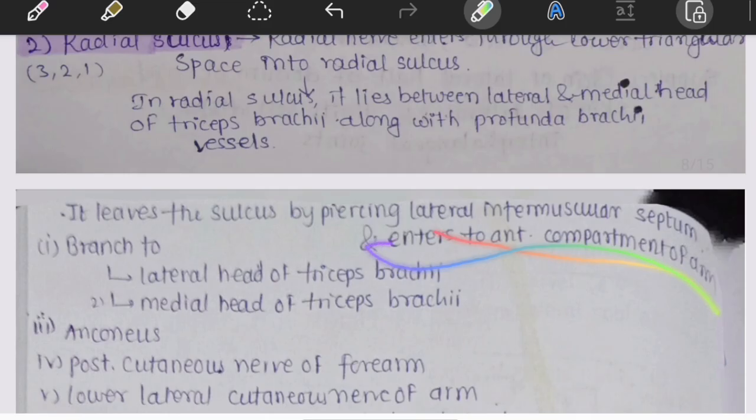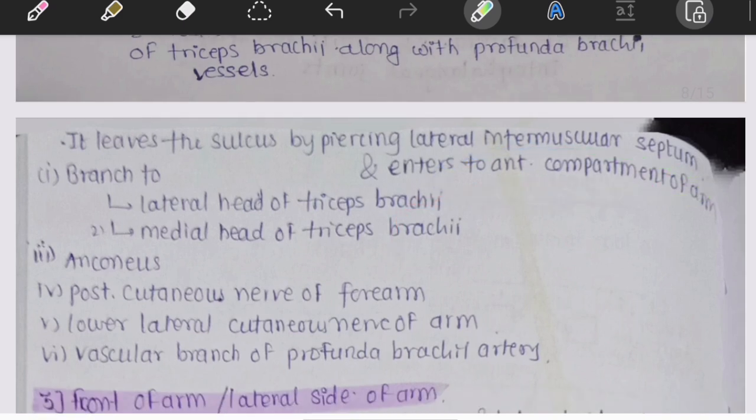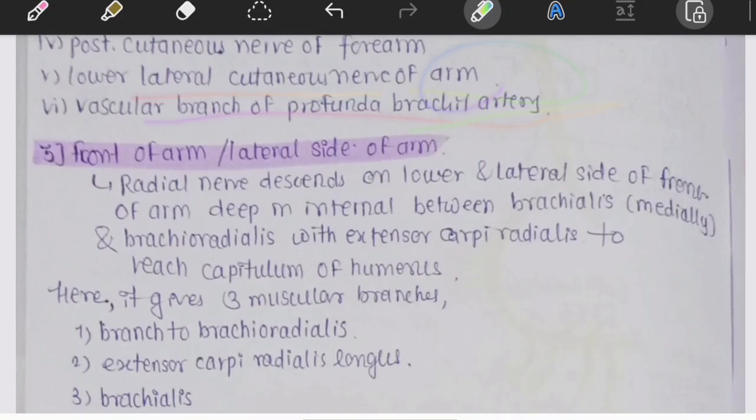You have seen in the last video that the ulnar nerve pierces the intermuscular septum and enters the posterior compartment, and the radial nerve is just opposite to that. It pierces the lateral intermuscular septum and enters the anterior compartment of the arm and gives branches to the lateral head of triceps brachii and medial head of triceps brachii, and the second muscle is the anconeus muscle. Its other branches are the posterior cutaneous nerve of the forearm, the lower lateral cutaneous nerve of the arm, and the vascular branch of the profunda brachii artery.